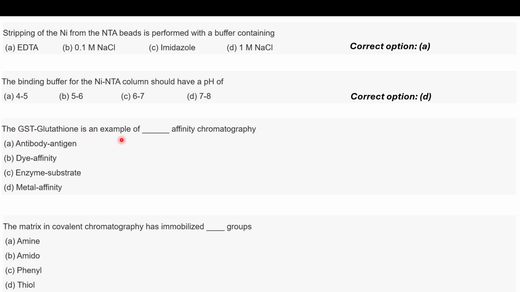GST glutathione is an example of what kind of affinity chromatography? It's actually an enzyme substrate chromatography. GST is an enzyme, and the substrate is glutathione. In a covalent chromatography, the matrix has immobilized dash groups. It is S-S, right? It has activated thiol groups. Option B.